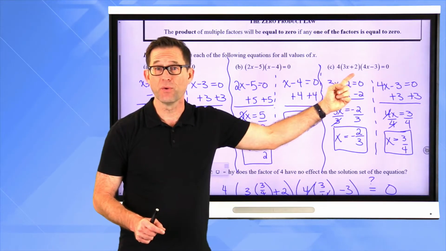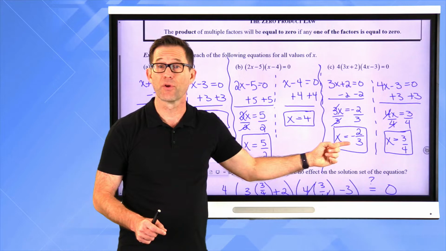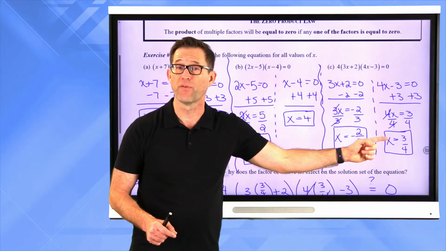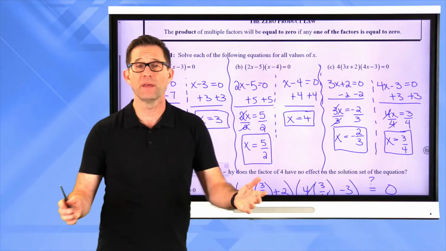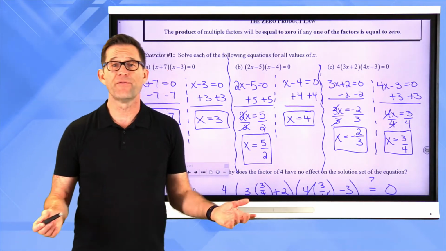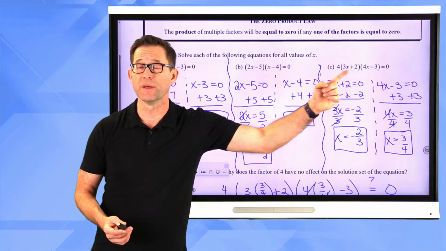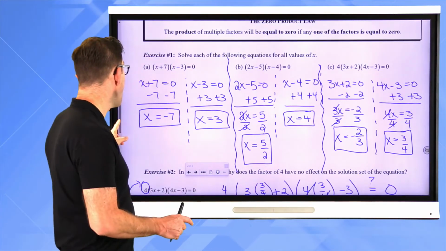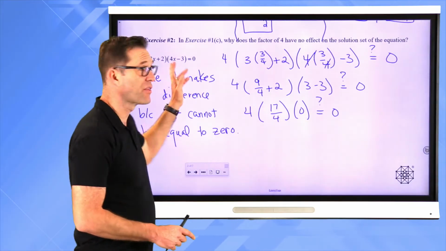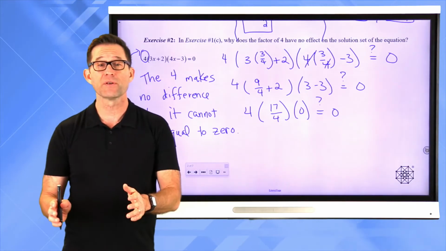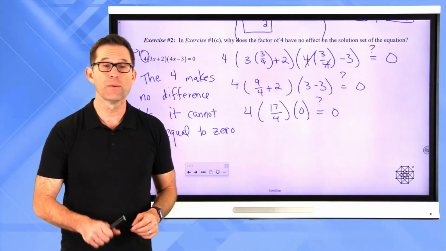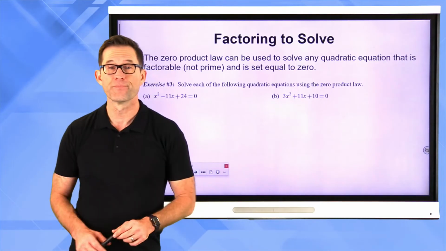Well, 3x plus 2 can be equal to 0 when x is negative 2/3, and 4x minus 3 can be equal to 0 when x is equal to 3/4, but the number 4 just can't be equal to 0. It doesn't have any effect on whether or not these two things can be equal to 0, right? Not at all. So we don't even have to worry about it. And we will see little factors like that every once in a while, especially if we've factored out a numerical GCF. Let's keep working with the zero product law.